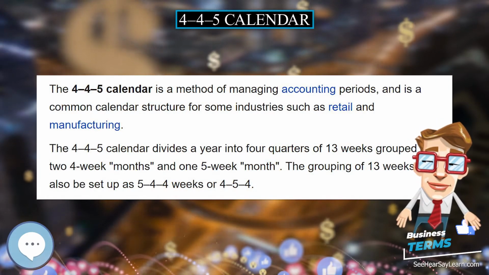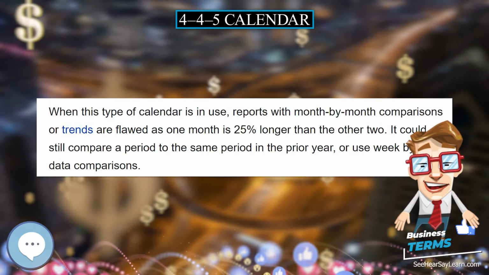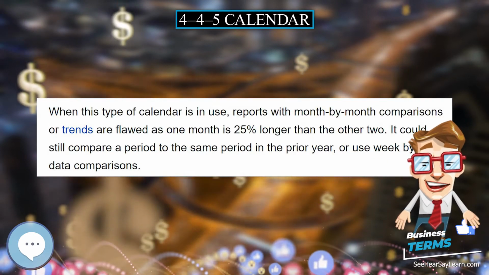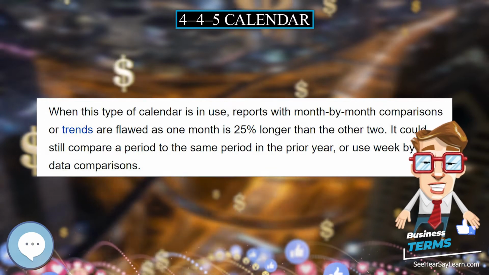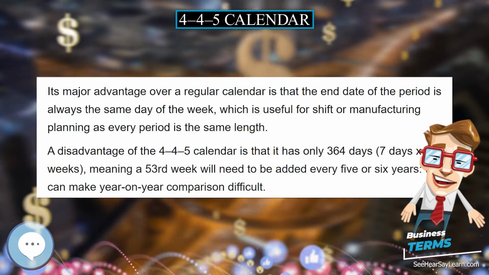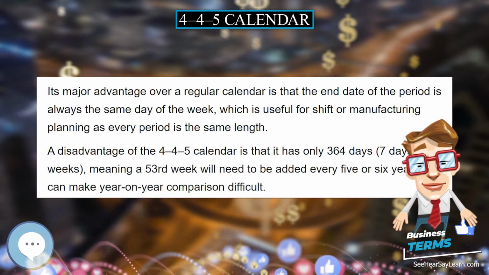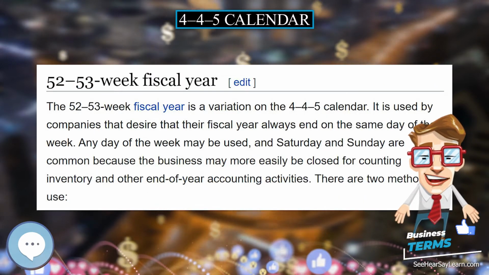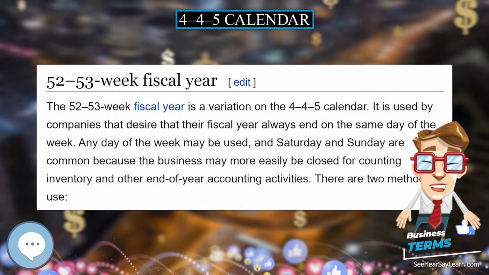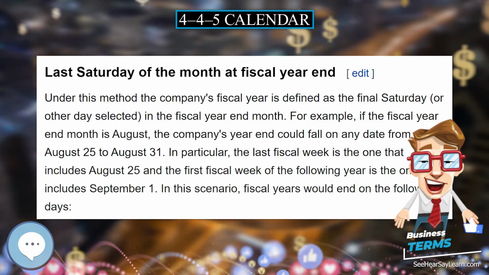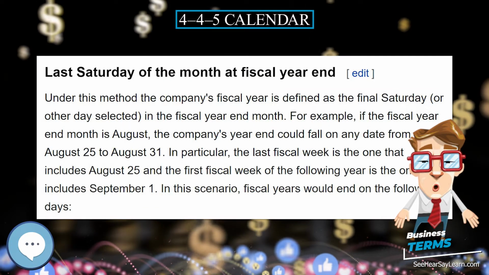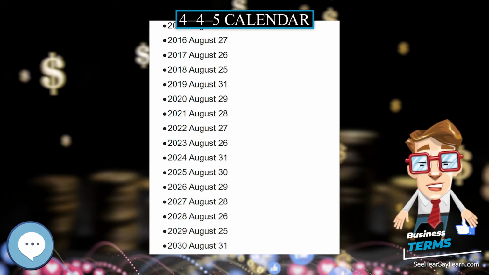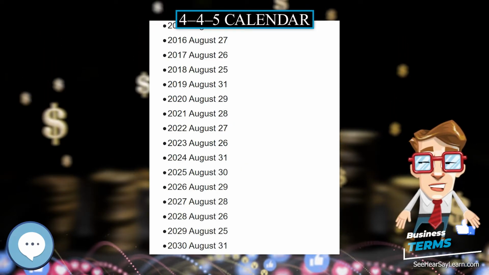445 calendar. The 445 calendar is a method of managing accounting periods, and is a common calendar structure for some industries such as retail and manufacturing. The 445 calendar divides a year into 4 quarters of 13 weeks grouped into 2 4-week months and 1 5-week month. The grouping of 13 weeks may also be set up as 5-4-4 weeks or 4-5-4.